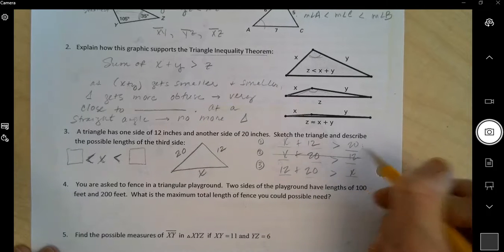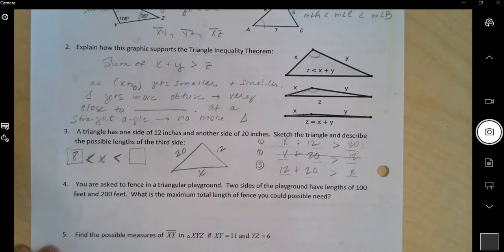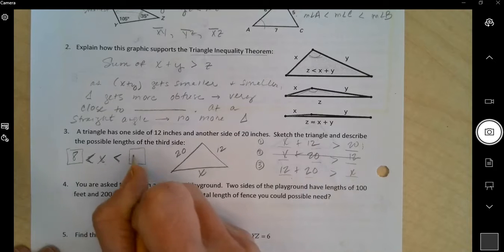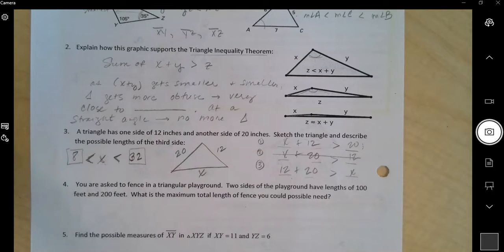So when I solve for x here, 20 minus 12 is 8. I know x has to be bigger than 8. 20 plus 12 is 32. So I know x has to be smaller than 32. So those are the range of values that x could be equal to.